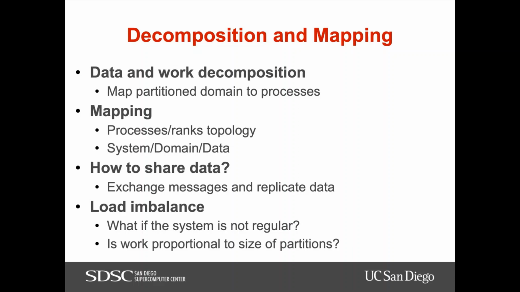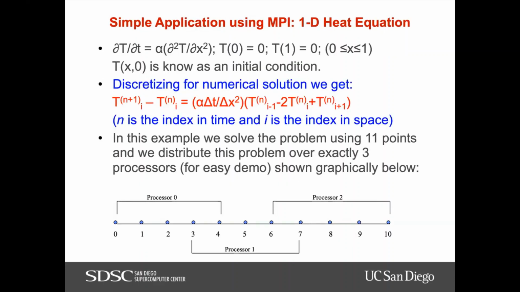And then some of the things that come into play are also, how about if the workload is not balanced and so on. So there's all kinds of things to consider. So let's look at a simple example. We'll go back to the heat equation that we looked at before. Remember in the OpenMP case, it was quite simple. We just said, take this loop and parallelize it, right?